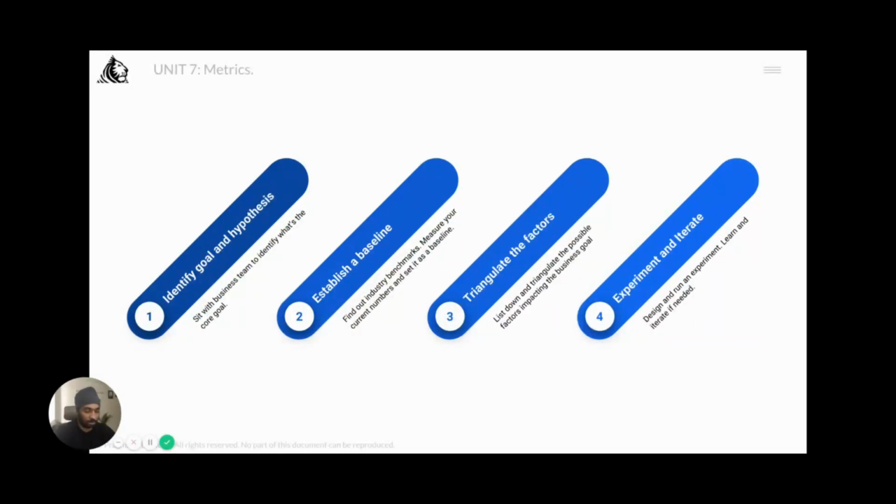Create a baseline that you can compare against. Then you triangulate all the factors. So list down all the possible factors impacting the business goal. Okay, and then you finally experiment and iterate. I think this sequence you should be now very familiar with, because you will see that almost all the experiments, almost all the discussion of hypothesis testing or this and that, all of them cover exactly the same flow.